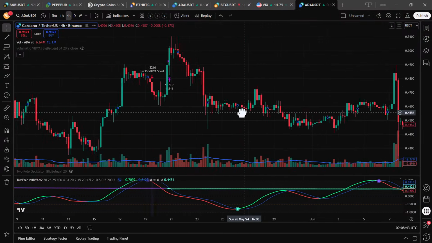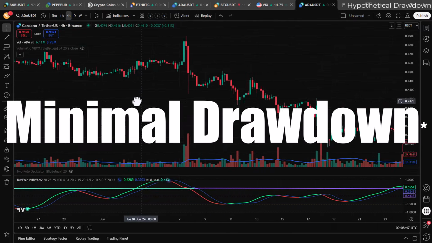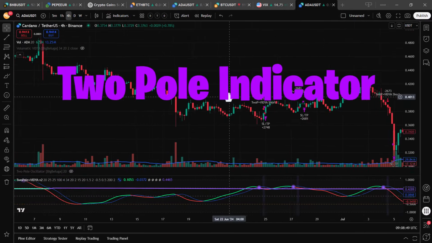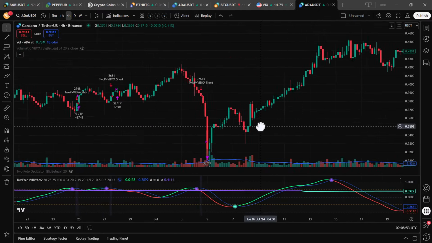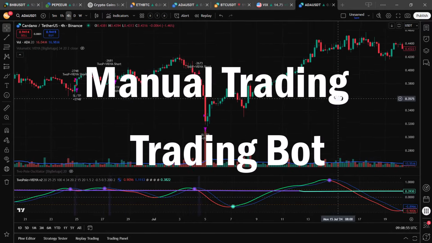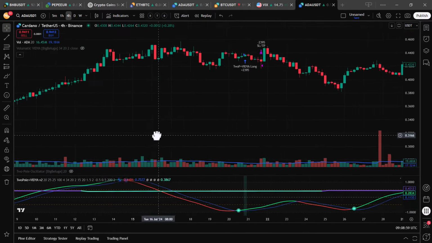In my backtest I had a hypothetical gain of 250% and the drawdown was only minimal. This strategy only uses the 2-pole and VIDYA indicators and some simple buy and sell rules. So you can start trading with this strategy manually or with the use of a trading bot. Let's start the intro and see what this is all about.